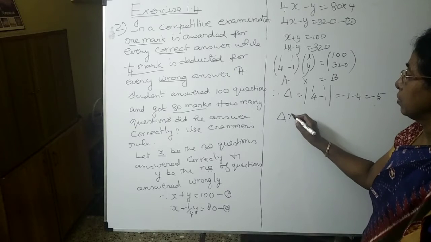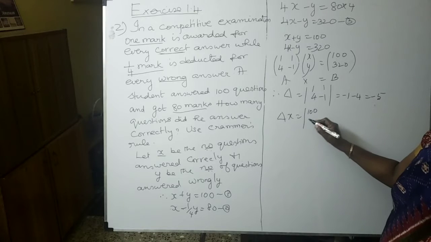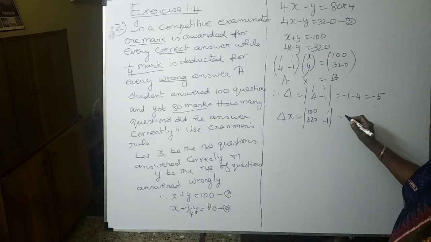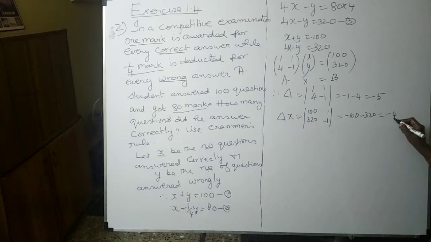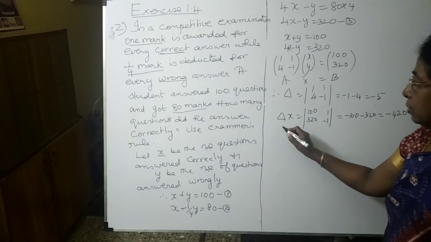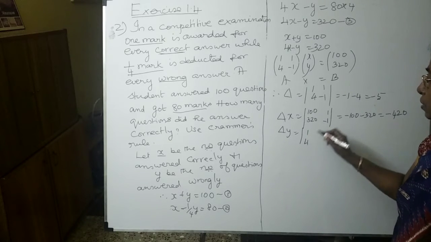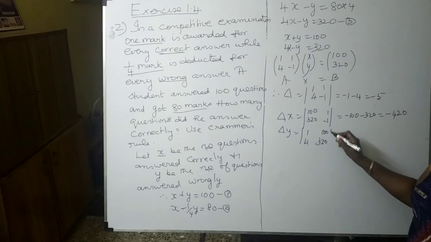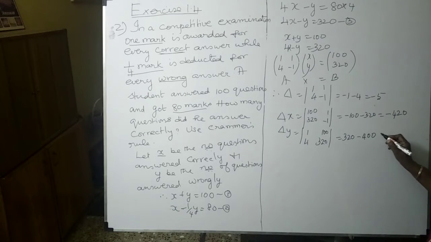Delta x is equal to, replace the x column by 100 and 320. 100, 1, 320, minus 1, we get minus 100 minus 320. This is equal to minus 420. Then delta y is equal to, write 1, 4 as it is. For the y column it becomes 100 and 320. So this is equal to 320 minus 400. This is equal to minus 80.